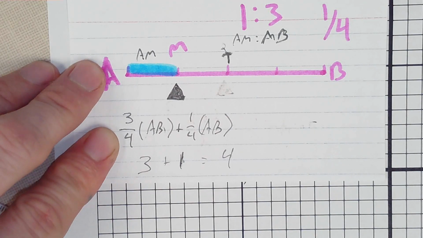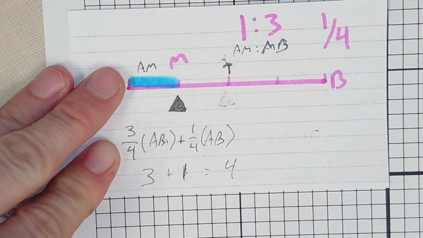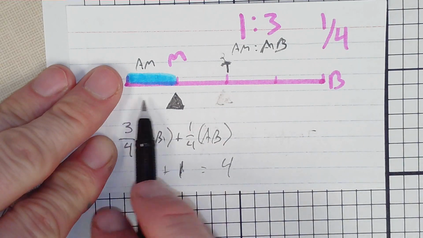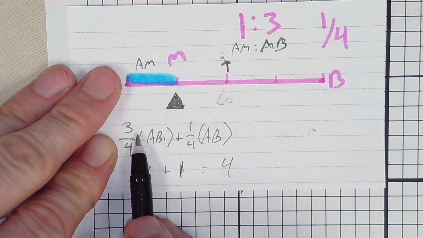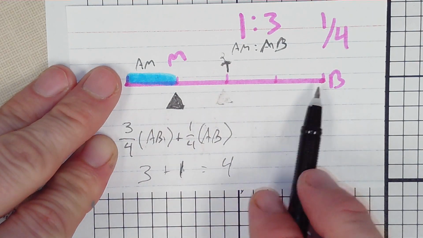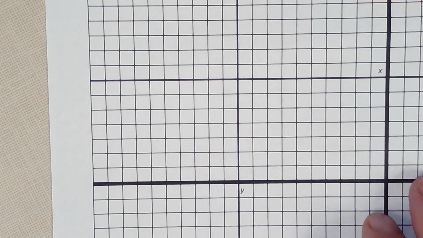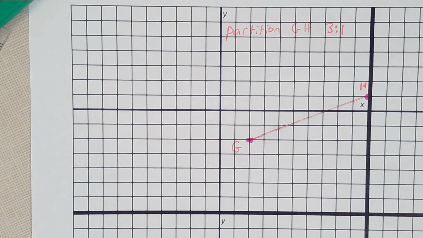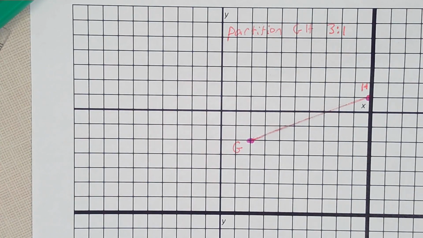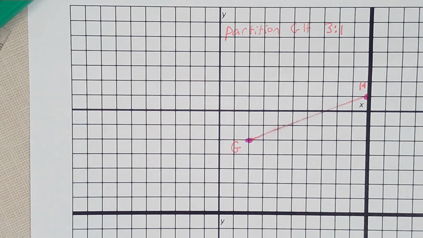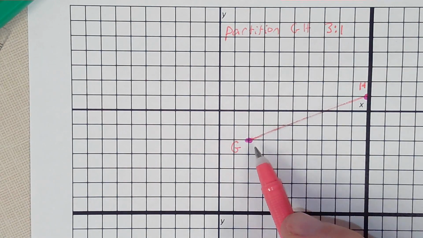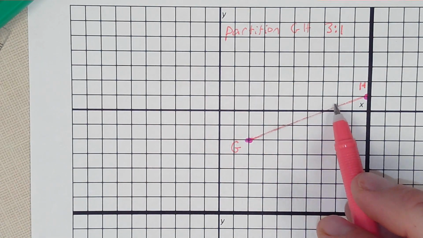Okay, so that seems a little bit straightforward with a single line, with just one coordinate, just an x coordinate, but what if we have double coordinates? Okay, so let me pause this and draw a line with 2 coordinates. Okay, so here is a line GH, and we're going to partition it in a 3-to-1 ratio. That means that it's going to be 3 parts G to 1 part H.